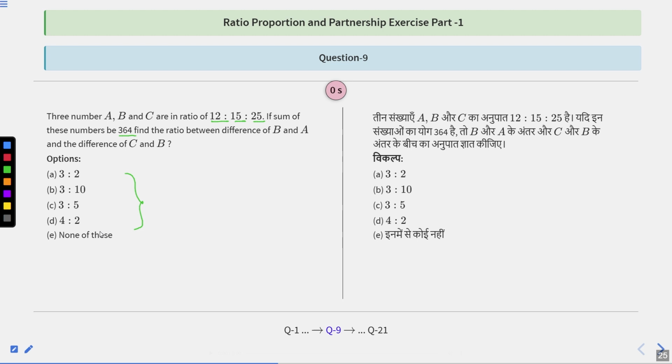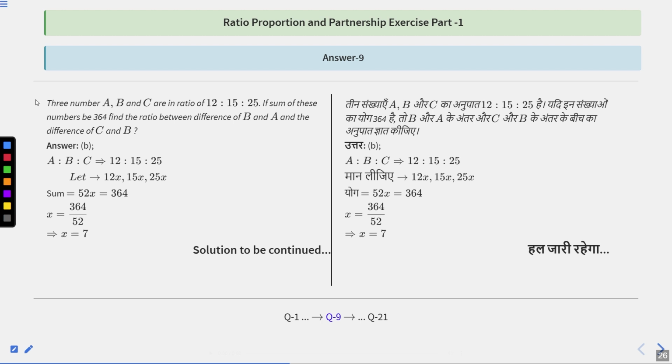Now time's up. Let's see the solution. Three numbers A, B, C are in ratio 12, 15 and 25. So we can write it 12x, 15x and 25x. Now when we sum up, the number will become 52x, which is equal to 364, because in this question it is given that the sum of these numbers is 364. So 52x is equal to 364. So x will be 364 divided by 52, which is 7.